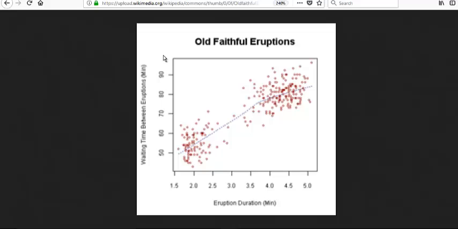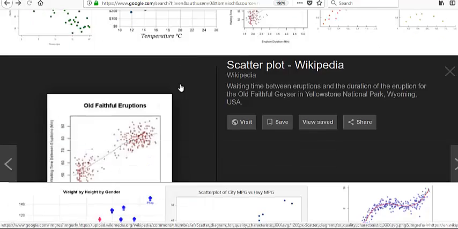It's kind of interesting that you've got sort of two areas. There's a long eruption and there's a short eruption, but the intermediates are not there that much. So that's kind of one interesting one. Let's look. What other stuff do we have here?